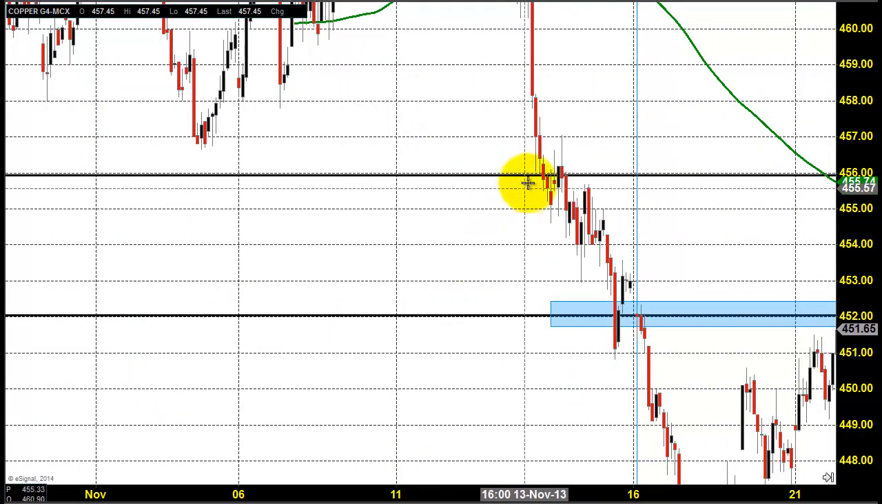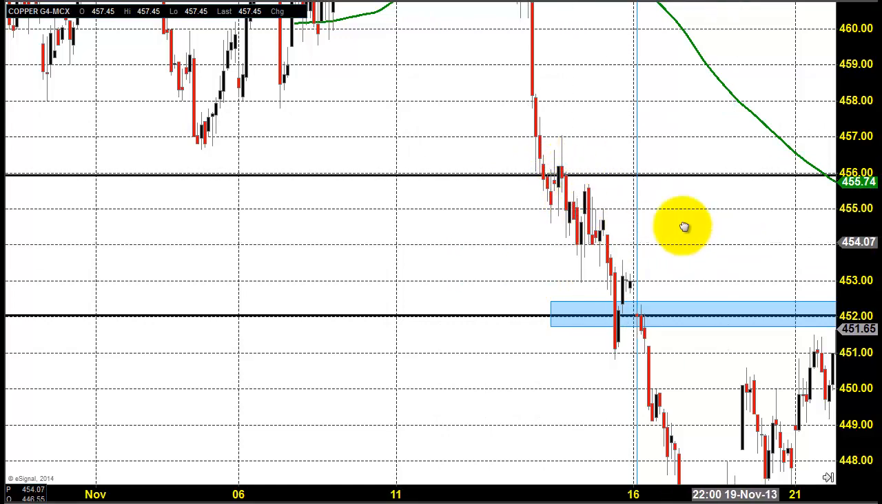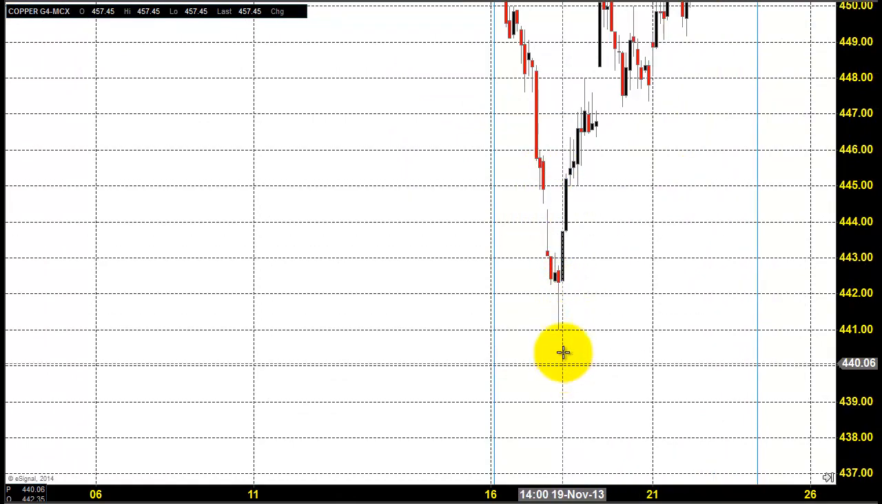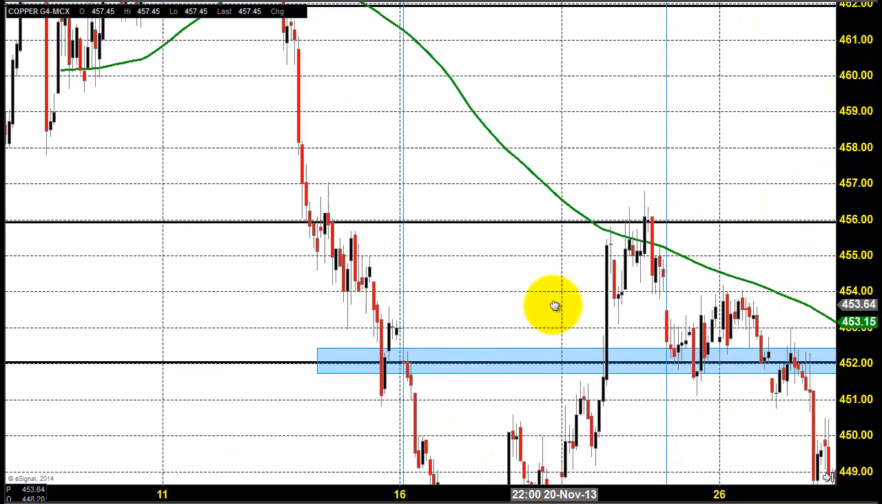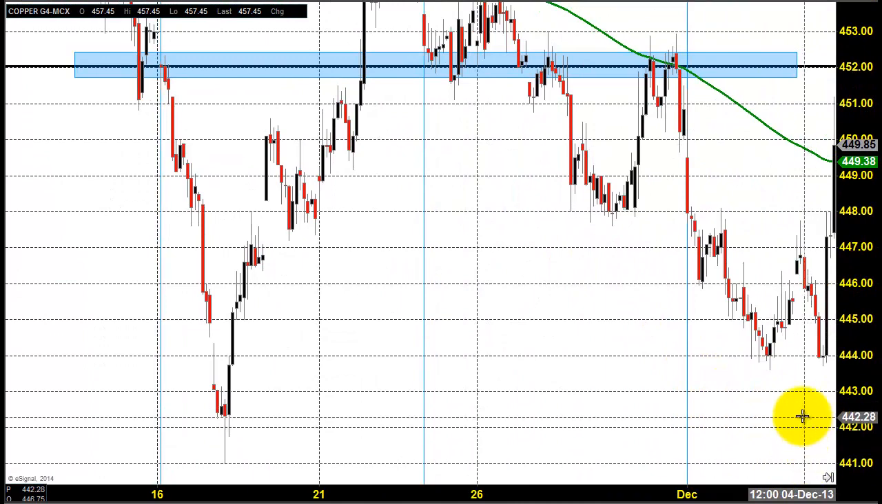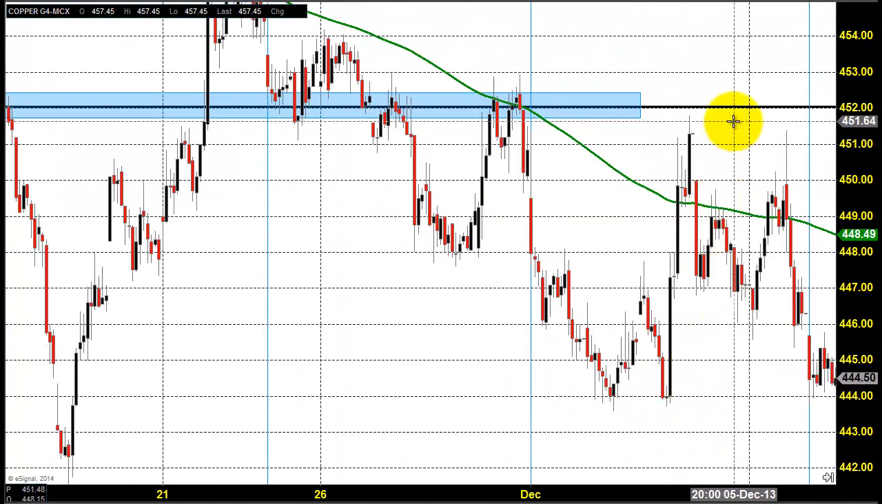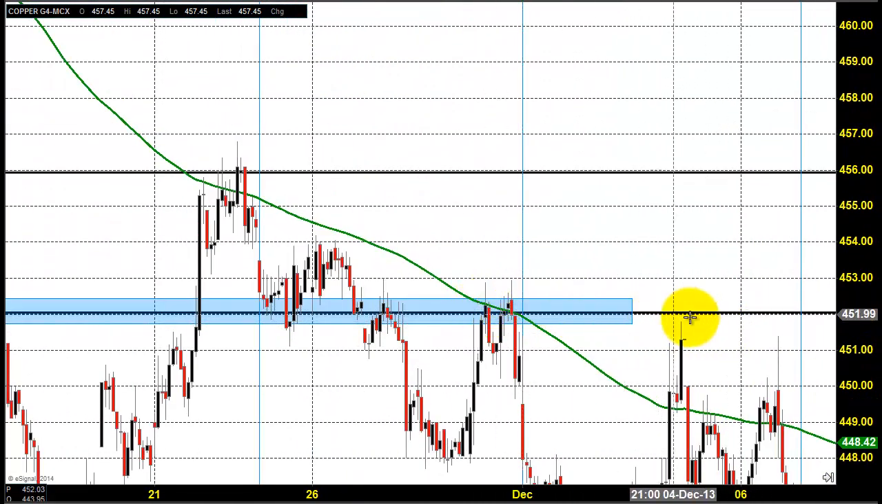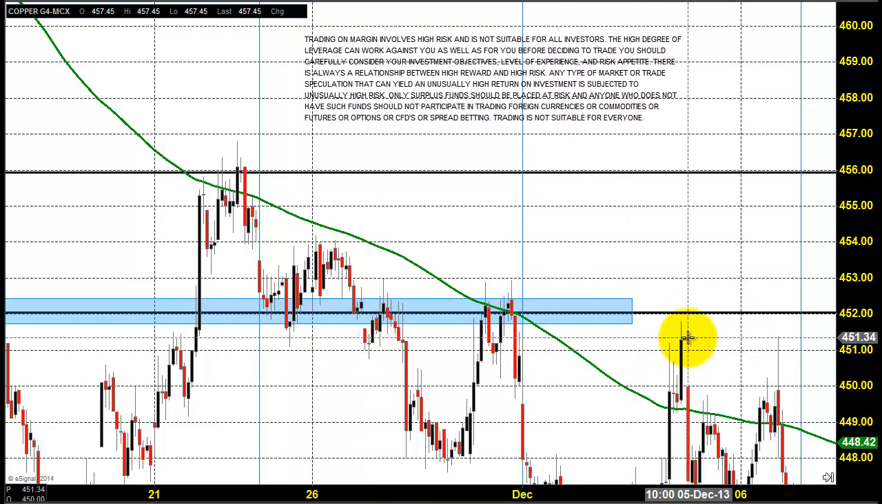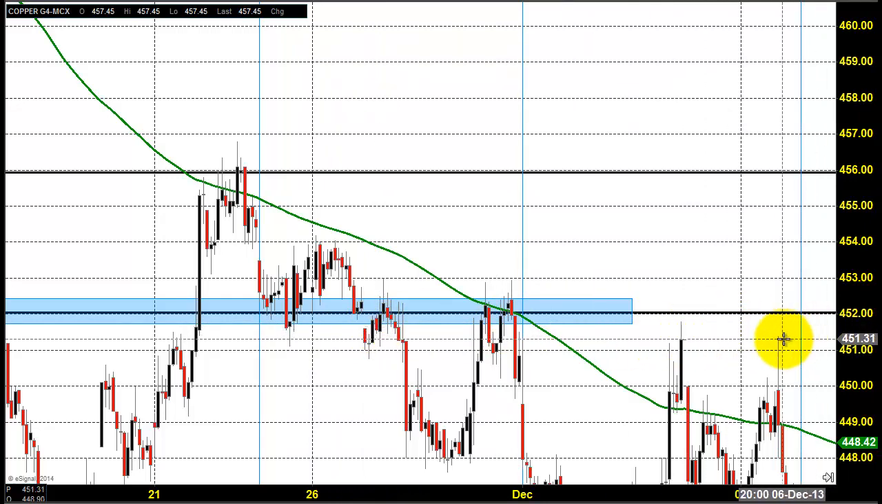Again you can notice that around November 14th, the price broke 456. Then the price fell down till 442. Then it gave a bounce back to 456, found resistance, came down, and tested 442 again. You can notice that again and again the price was taking resistance around 452 on November 29, November 27, and December 4, December 6.